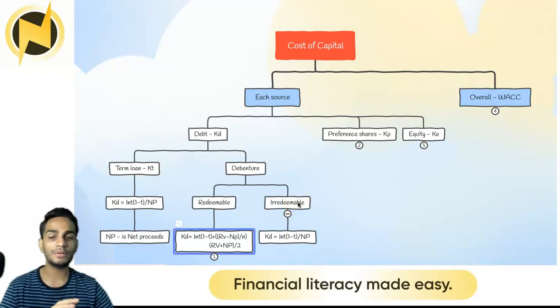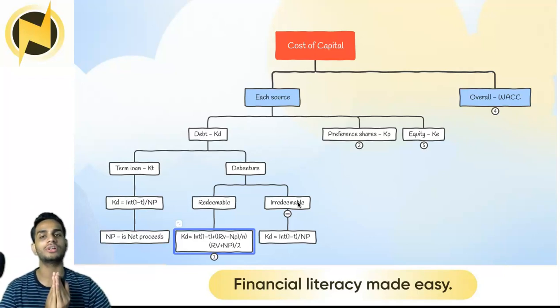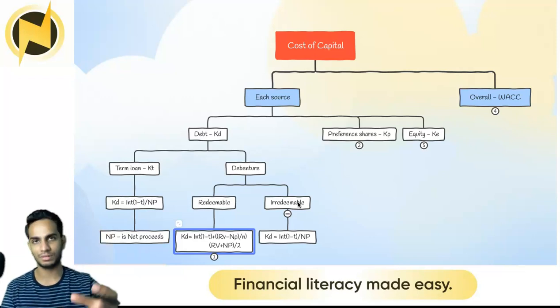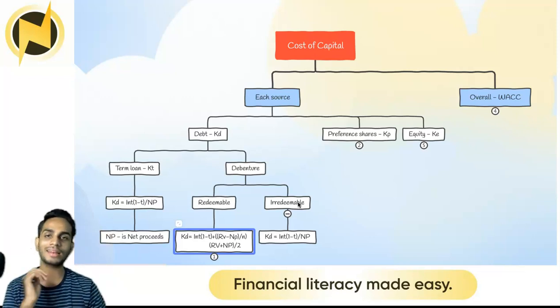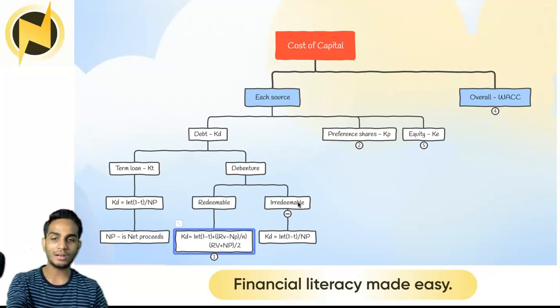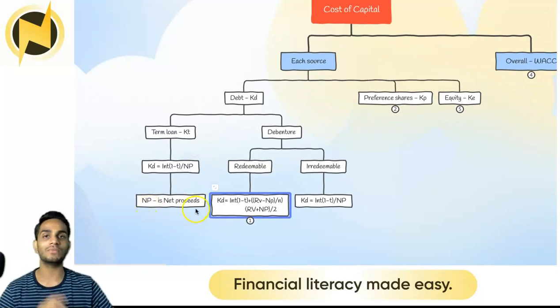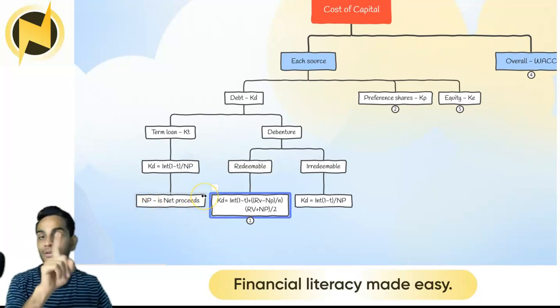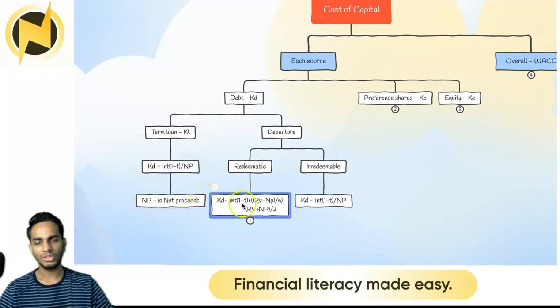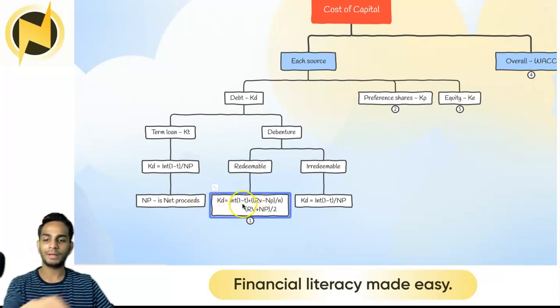Now redeemable debentures are debentures which hold a particular feature which enables the debenture holder to redeem it, like sell it back and claim a value. So when a debenture is redeemable, always remember the formula will have a special attachment which includes the redemption value. It starts off with the same interest into 1 minus T. But here is where the change comes.